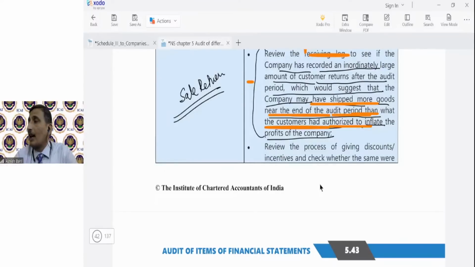And Manish Kumar, how to check whether it is actually disputed or not? So this can be checked from the records of the company, Manish Kumar, whether there is any correspondence with that trade debtor. You can refer to the minutes of the meetings where some important decisions may have been taken.